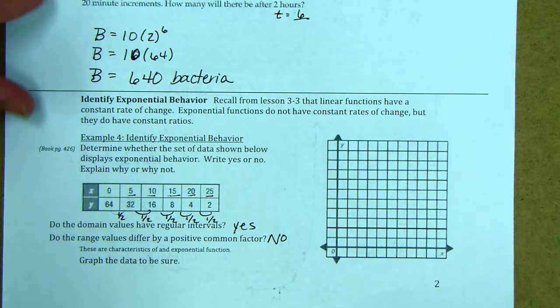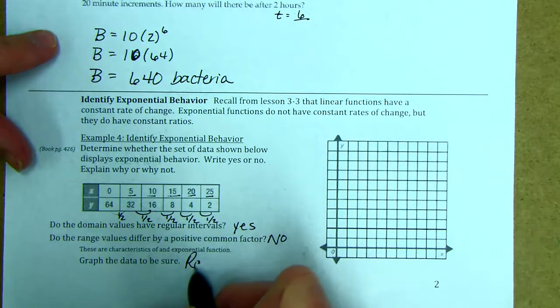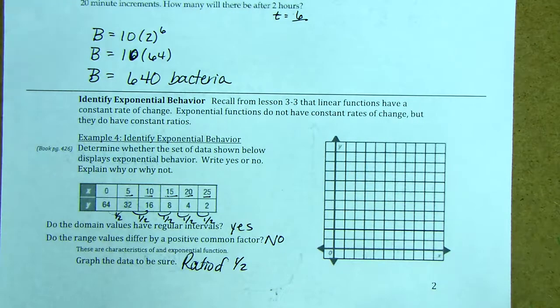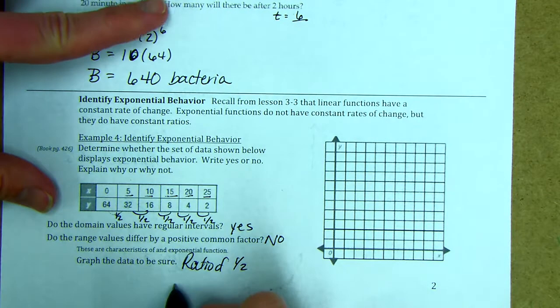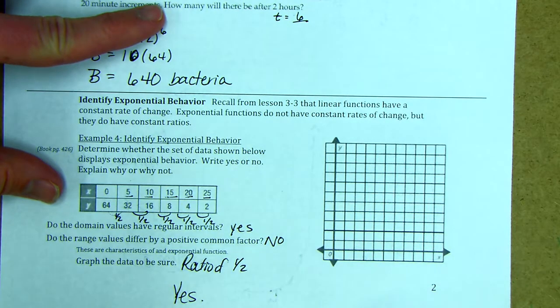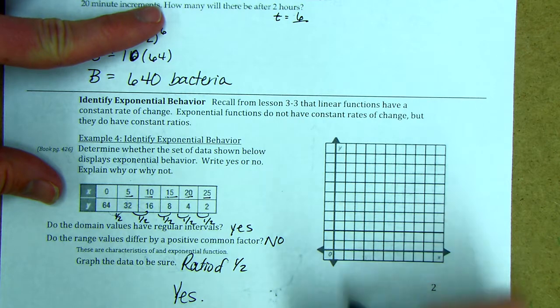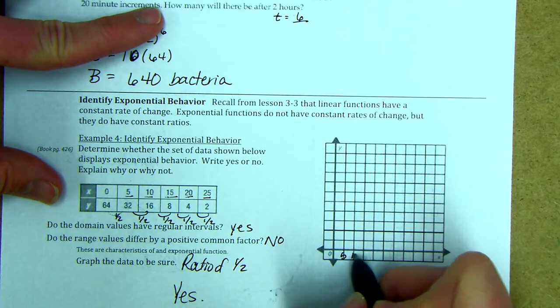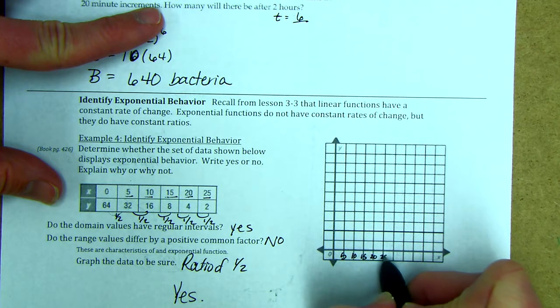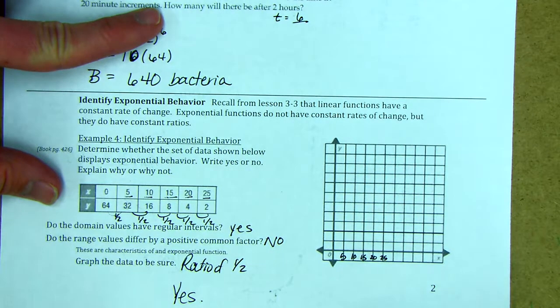It has a common ratio of 1/2. So let's graph it to be sure. This should be exponential, but let's graph it just to make sure. I am going to go by 5s on the x, 15, 20, 25, just so I can squeeze them all on here.